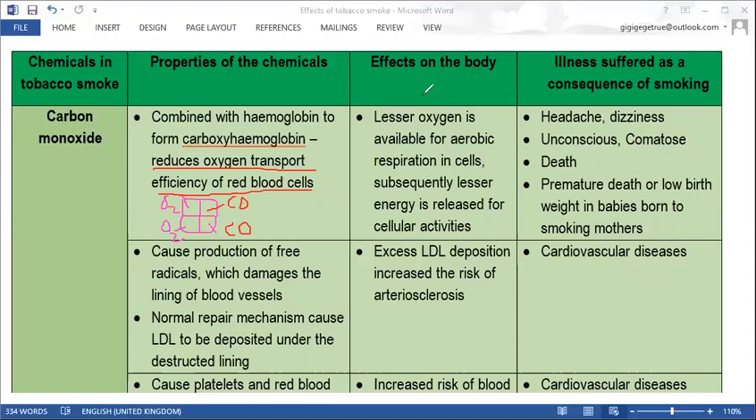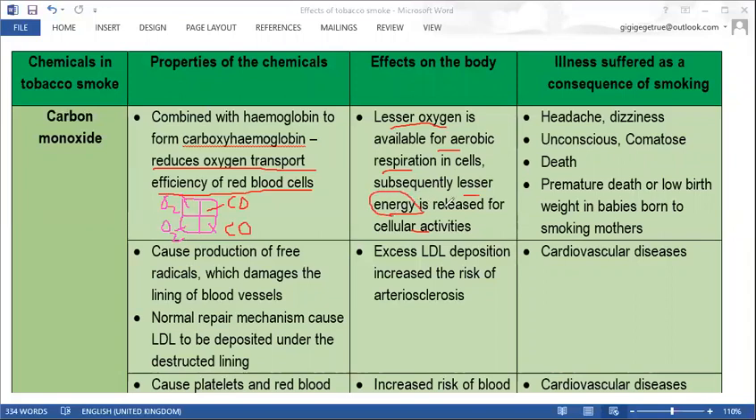So what are the effects on the body? Less oxygen will be transported to the cells, resulting in less oxygen available for aerobic respiration, and subsequently less energy is released for cellular activities. So in that case, you will feel lethargic and very tired, because you cannot release energy from your food.